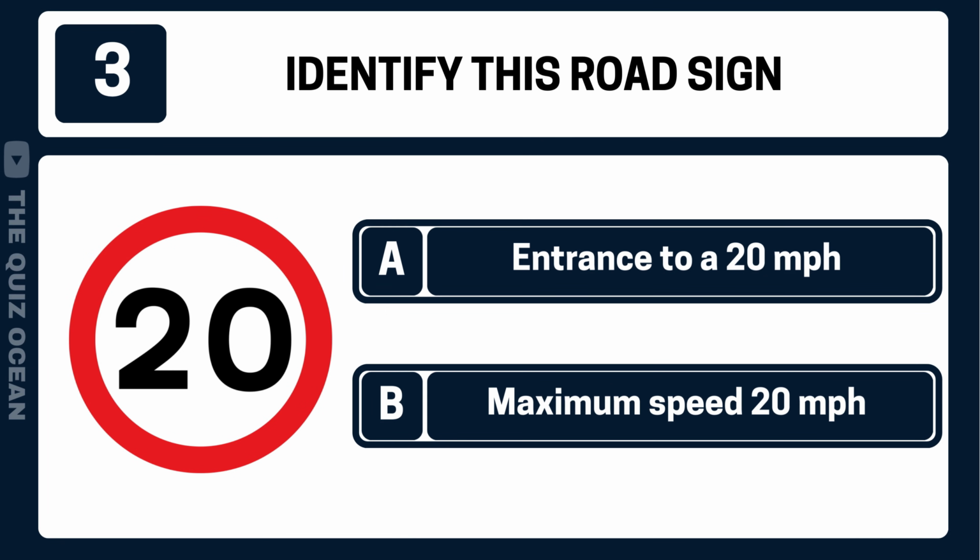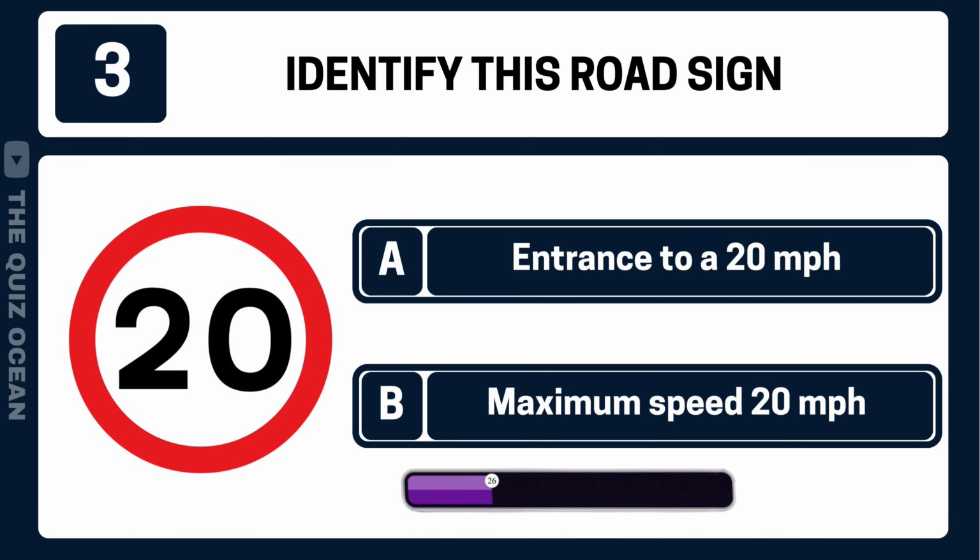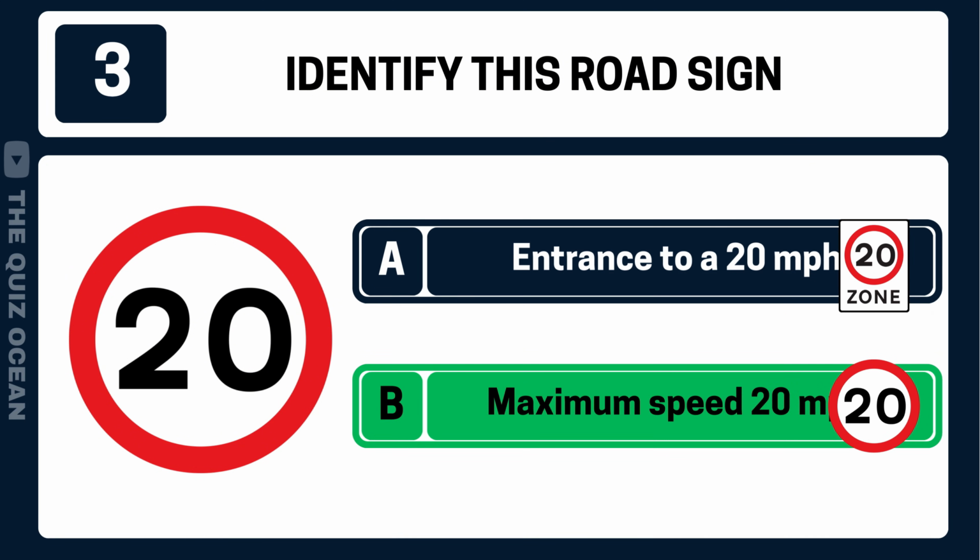Identify this road sign. A. Entrance to a 20-mile-per-hour zone. B. Maximum speed 20 miles per hour. Excellent! This sign shows the maximum speed 20 miles per hour.